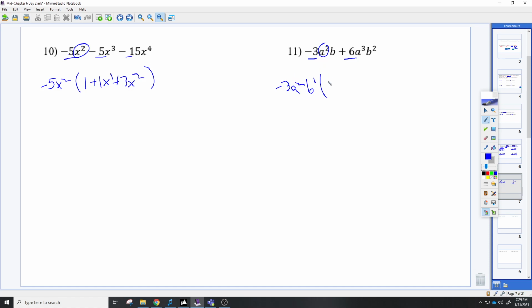If we divide these by negative 3, we get 1. 2 minus 2 is 0. b, 1 minus 1, we get 0 there. So this goes away. We just get 1. Then we go on to the next one. 6 divided by negative 3 is a negative 2. If we took out 2 a's, there's still 1 left. And then 2 minus 1, there's still a b left. So what happened on the inside here is the signs changed.